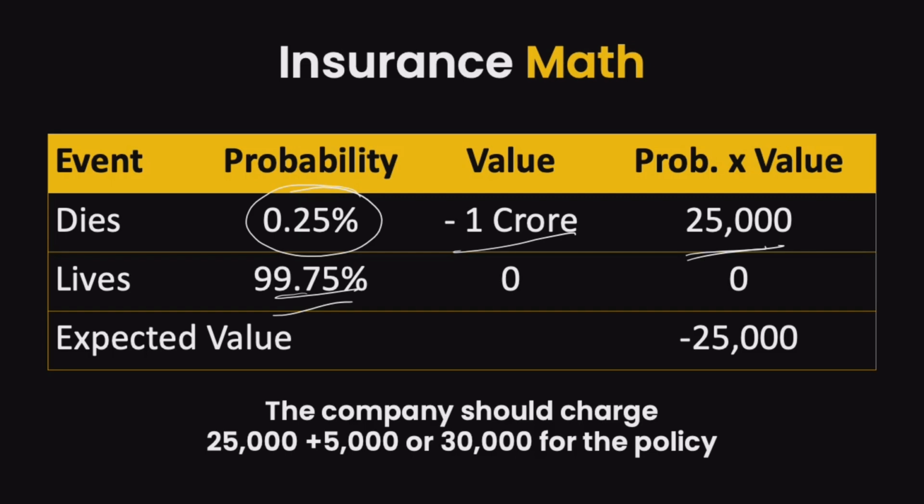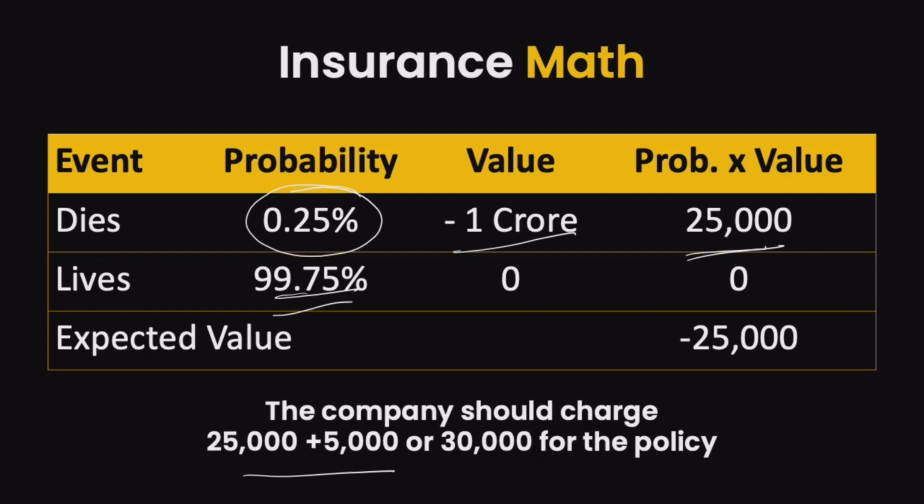Insurance companies need to determine how much they must charge to stay profitable. They already know the probabilities. They can't change those, but they can tweak the premium to ensure it works in their favor. So they might charge you 25,000 rupees for the policy and add 5,000 rupees over and above that as premium. That means you'd pay 30,000 rupees annually. The insurance company expects to make 5,000 rupees per policy per year.